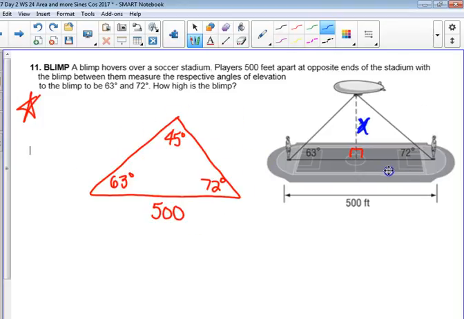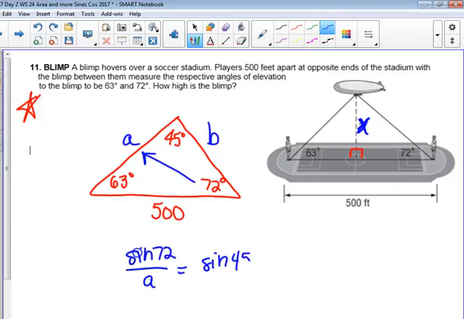These are two-step questions, okay? You can either find this side or this side. Which one do you want to find, guys? A? Okay, we're going to find A. So we're going to say the sine of 72 is across from A, in the same way the sine of 45 is across from 500. Type, type, type.